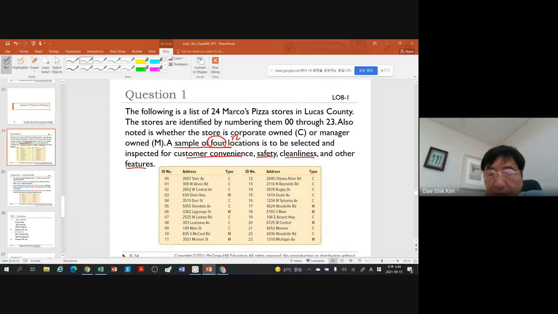But all of these total 00 to 23, which is 24 stores. They cannot investigate all of them. Instead, they want to pick only 4 out of them.